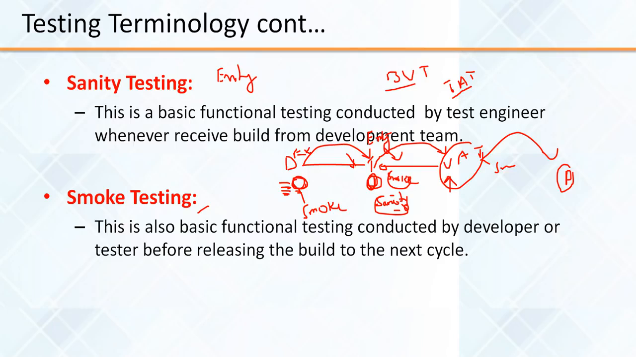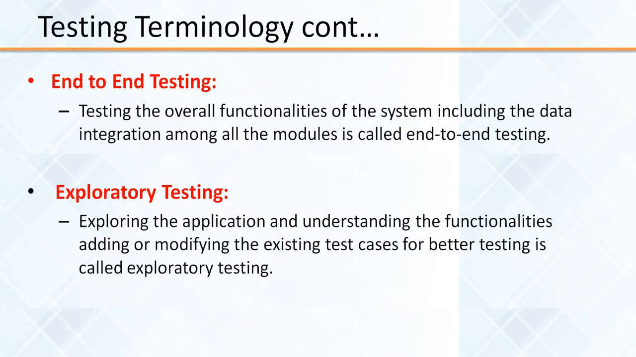Is it clear, Deepa? Sanity testing and smoke testing. If anyone asks what sanity testing is, it is a basic functionality testing we conduct whenever we receive the build from the developer team. And smoke testing is also a basic functionality testing, conducted by the developer or tester before releasing the build to the next team or next cycle. So that's the difference. Now, end-to-end testing and exploratory testing.